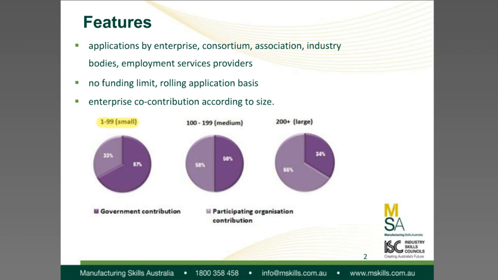So this is like if you're training 3 people within your enterprise, you get 2 for free, and 1 that you contribute to. A medium enterprise is 100 to 199 employees. They can attract 50% of the total training cost. This means if you train 2 people, you get 1 with government support. Lastly, a large enterprise is 200 or more employees, and they can expect 33% of their total training costs covered. This is like train 3, get 1 for free.